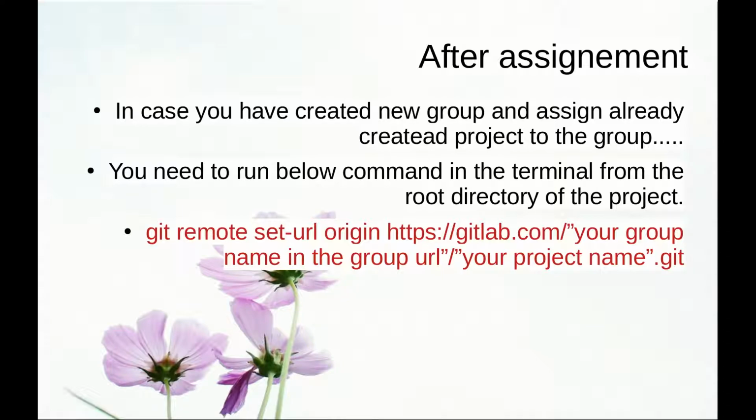Now why do we need to run this command? Because when we created the projects, their remote URL was different, and once we have assigned the project to the group, the remote URL has changed. So you need to run this command, git remote set-url origin, in the terminal from the root directory of the project. Let's see it practically.